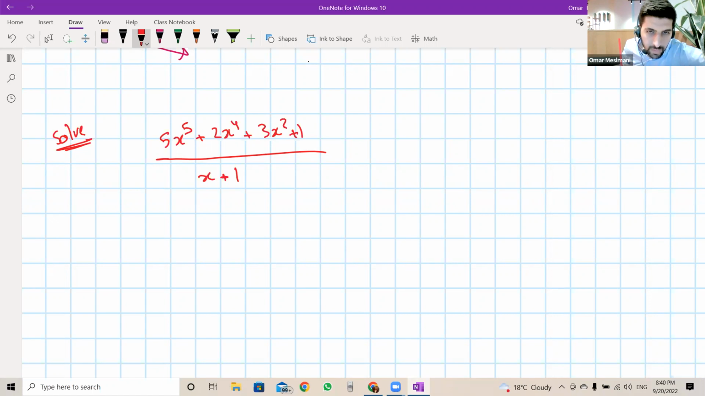The fraction, is it 1 or 11? This one? No, it's 1 over x plus 1. Yeah, nice. Good job. Thank you, Mister.